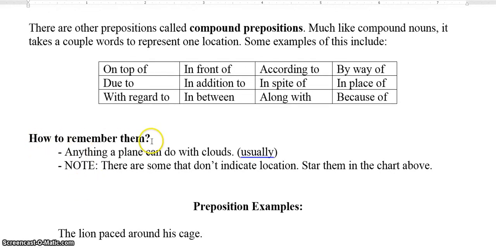How are you going to remember most of your prepositions? I always think of it this way, that it's anything a plane can do with clouds, usually, to remember location. So planes can go above the clouds, or below the clouds, or around the clouds, or behind the clouds, or through the clouds, and all these words, around, above, behind, through, these are all the prepositions. But there are some that don't indicate location, which are a little bit more difficult to remember.